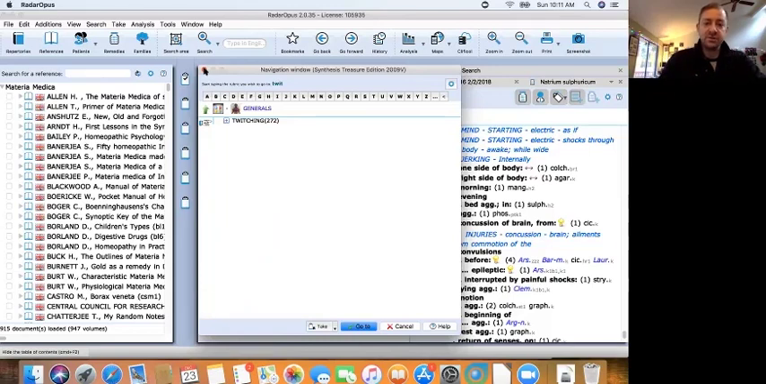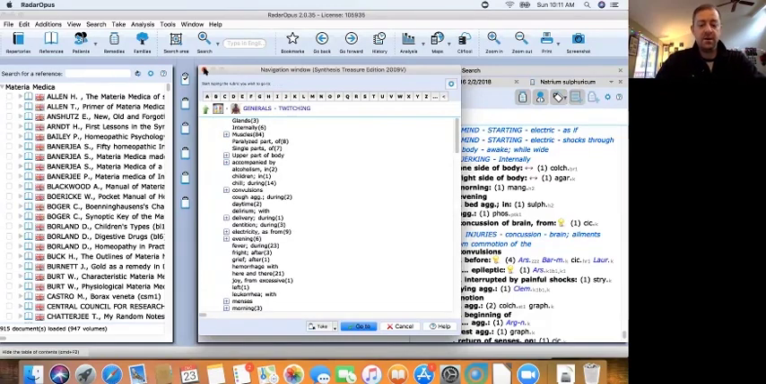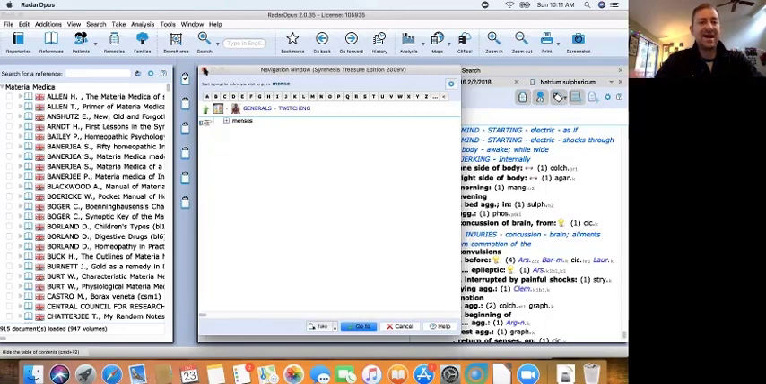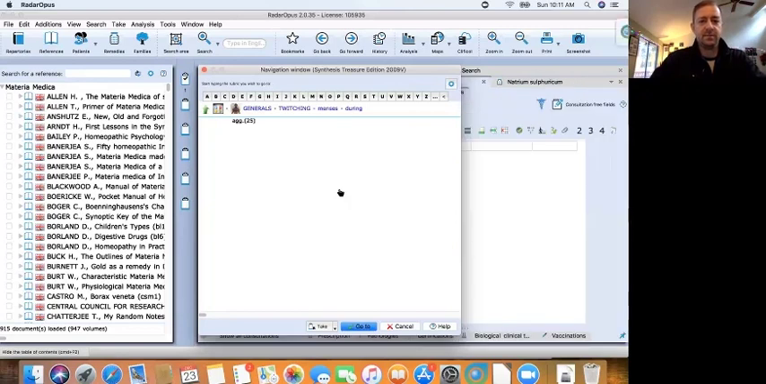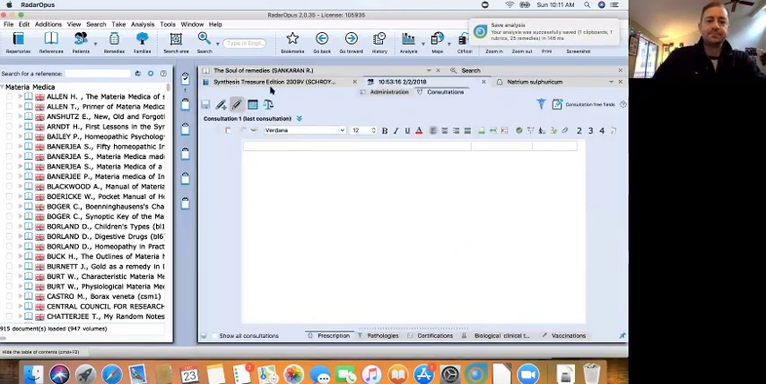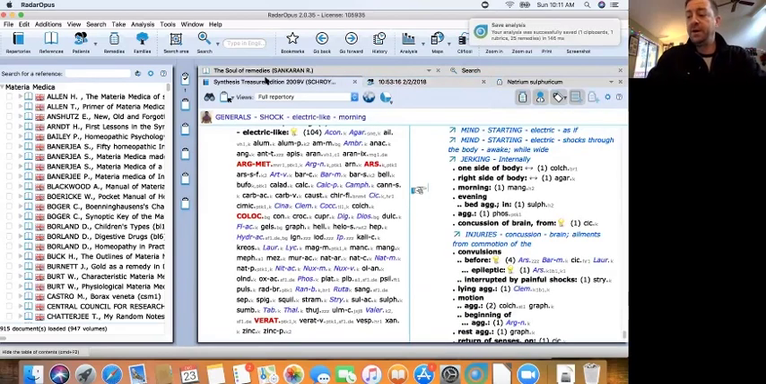So generals, twitching, and I press enter, and then I type in menses because she says it's happening during the flow. And then we have after and during, and there's 25 remedies. So I'm not even going to look in that rubric yet. I'm just going to grab the rubric and put it in the clipboard. And yeah, we'll write a new rubric. So we have one rubric that is, to me, very, very unique.